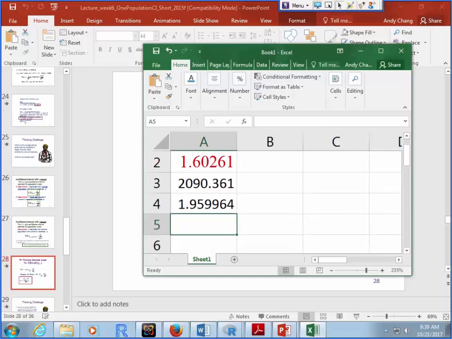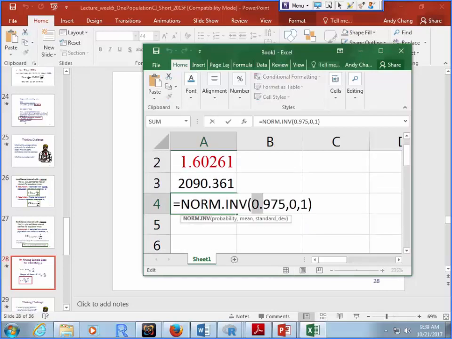If you do this, you get 1.96, right? This is the so-called z of 0.025. A z-score such that the right tail is 0.025, or the 97.5th percentile of the standard normal distribution. Okay, I hope this makes sense as a way to do it. There are many ways to do this.